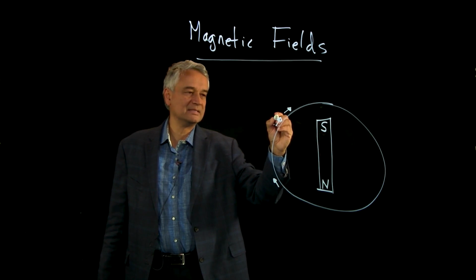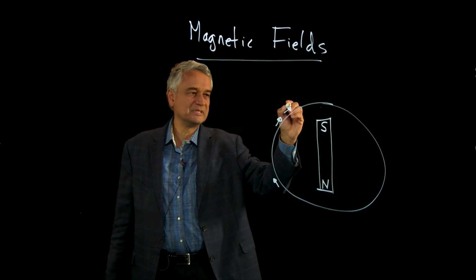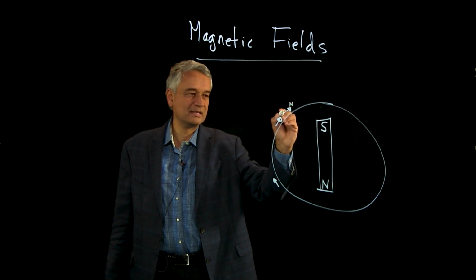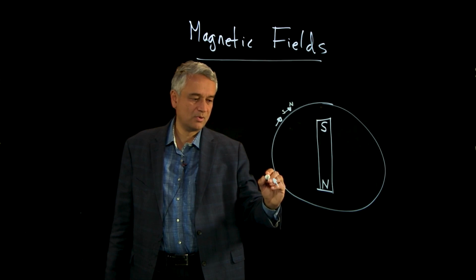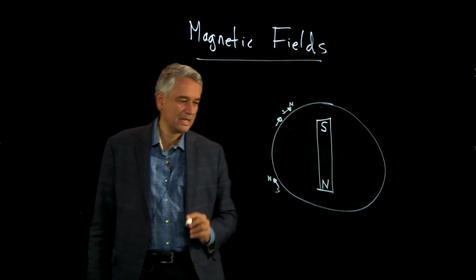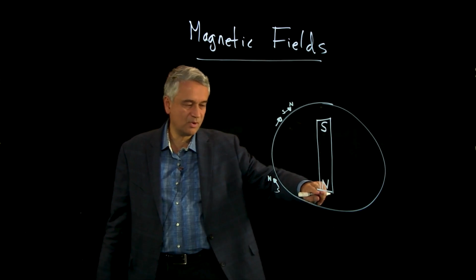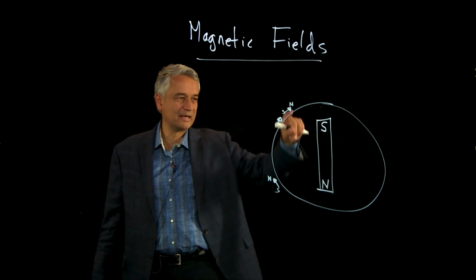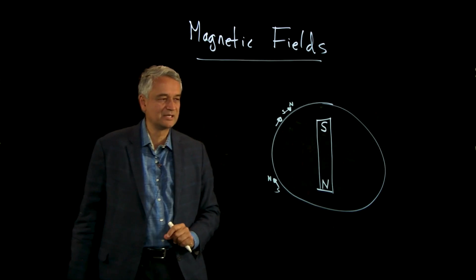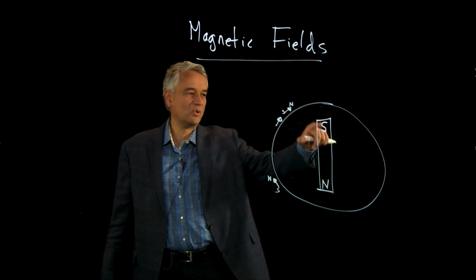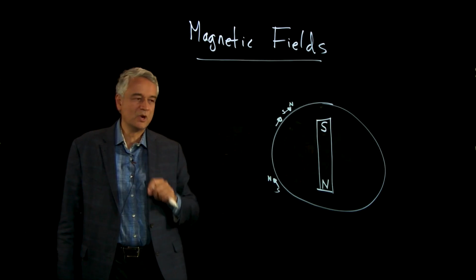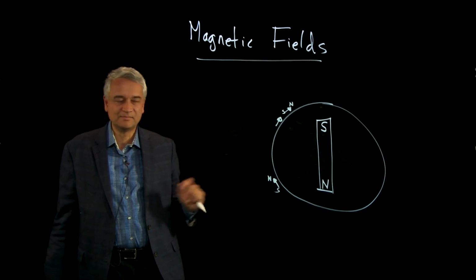So what that means is that each of these little compass needles has a north pole and a south pole. And the south pole of this compass needle is being attracted to the north pole of the Earth's giant bar magnet. The north pole of this compass needle is being attracted to the south pole of the Earth's giant bar magnet. So the Earth is a giant magnet.